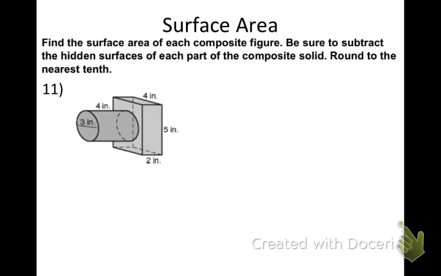Okay. Try number 11 on your own. Number 11 is just like number 10. The only difference is it's tilted on its side. Do the exact same thing you just did on number 10 though. Take a couple seconds, try number 11 on your own.